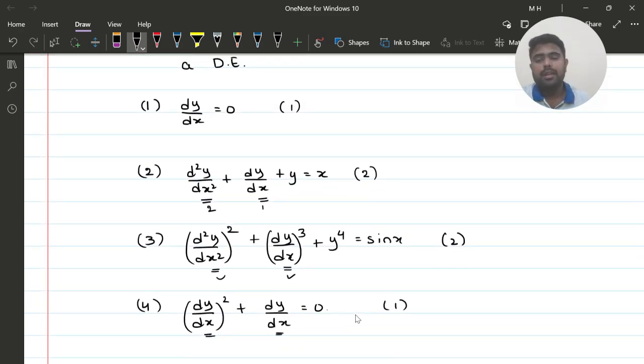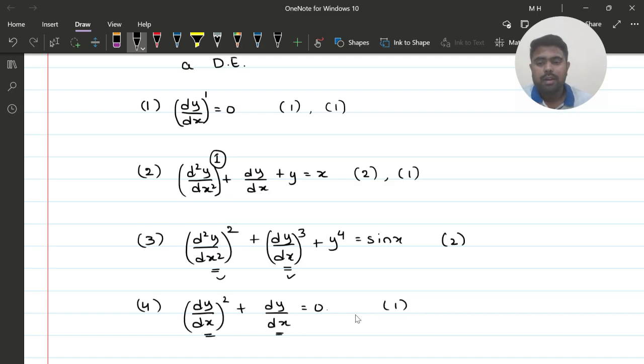But the power of this term, what do we mean by the power of this term? The power of the highest order derivative. What is the highest order derivative in the second differential equation? It is d square y by dx square. It has no power, which means we have 1. This is called the degree. What is the degree? Degree is the power of the highest order derivative. So what is the degree of this differential equation? It is 1. Here also there is no power, so the power is 1.